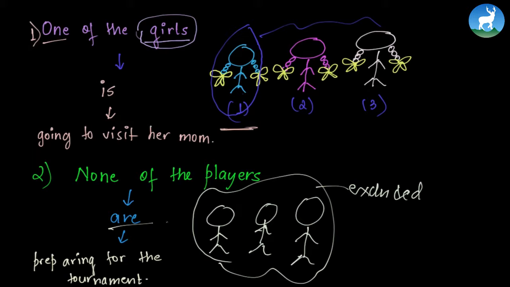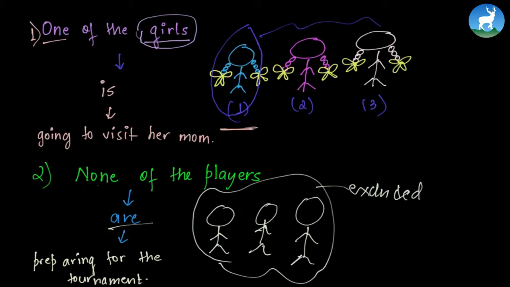If we say all of the players, again it is are. But if it were one of the players, it would be is, because there's none of the players. That means all three are excluded. They are not playing anymore. So it becomes a bunch of three people not playing. That is the reason we use are, the plural form.